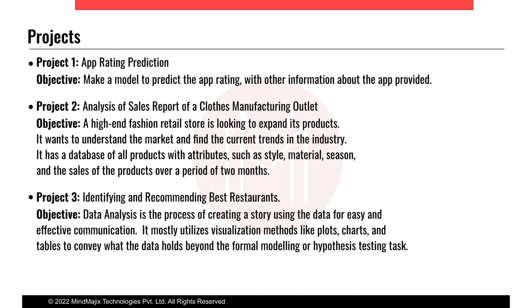So in this course I will be explaining three projects. Project 1, and you will be doing that, I will be helping you. Project 1 is app rating prediction, and the objective is to make a model to predict the app rating with other information about the app provided. I will be sharing the data set. With the help of the data set, we need to do some data analysis and data preparation. We will be following all the key steps which I have mentioned.